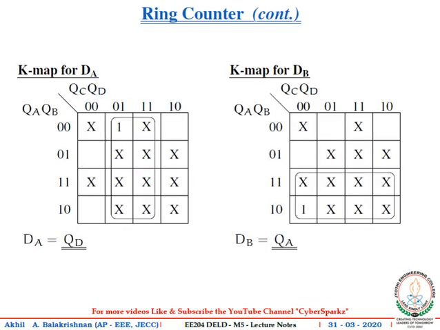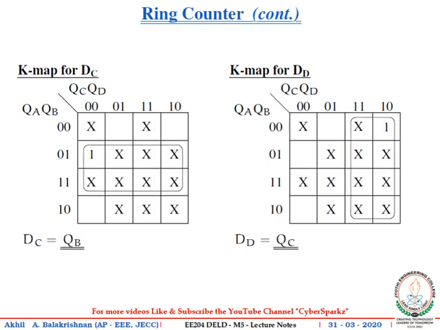On the left side, we can see the K-map for DA. On simplification, DA is obtained as QD. On the right side, we can see the K-map for DB, and on simplification, DB is obtained as QA. On the left side, we can see the K-map for DC, and on simplification, DC is equal to QB, and on the right side, we can see the K-map for DD, and on simplification, DD is obtained as QC.